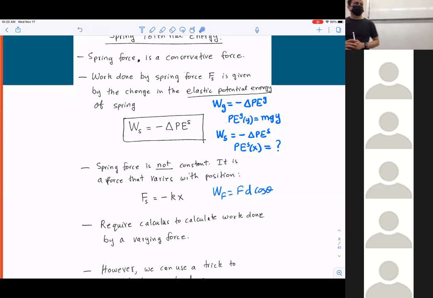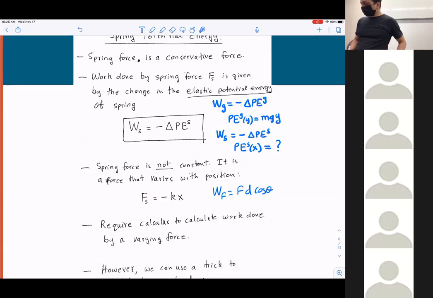Whereas the spring force really does depend on how much the spring has been stretched or compressed. So therefore, this spring force is not constant. It's a force that varies with position. Again, in gravity, the force does not vary with position. As I move the object up or down 1 or 2 meters, the force is just mg. It does not depend on the y coordinate. Whereas here, if I move the spring back and forth, the value of the force changes depending on what the x position of the spring is.